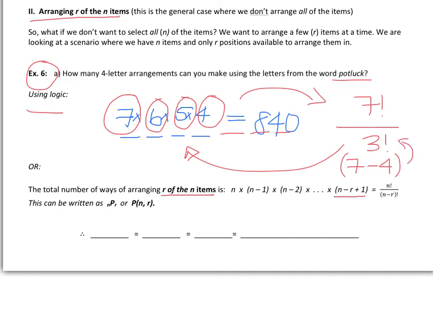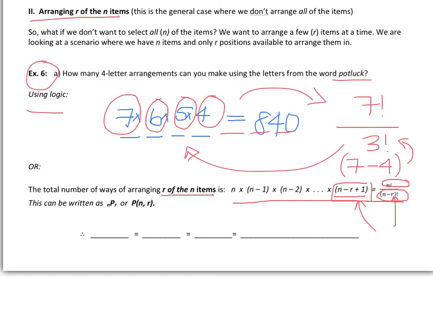So in general, if we move back down here, we can see that we have the total number of items on top, n factorial, over n minus the number of spots we have, factorial. And so when it's fully written out in factorial notation, we have the factorial all the way down to 1 just before r. And that's what we have here.